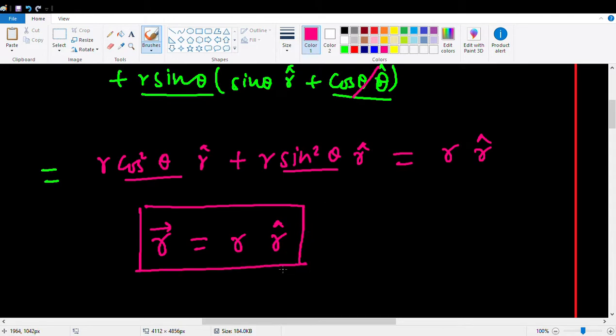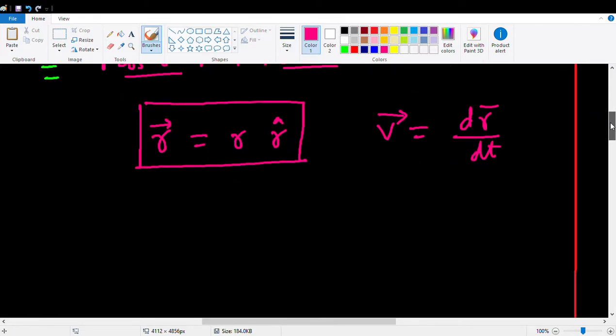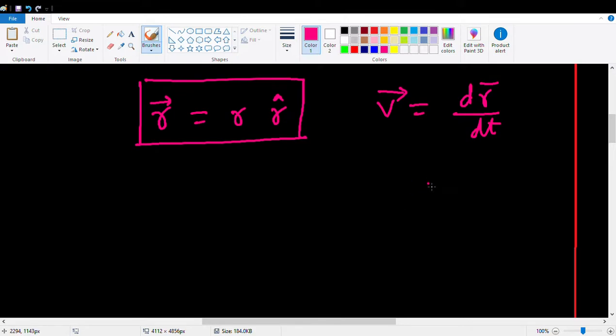Now I have the position, and I want to find what the velocity would be in the polar coordinate system. To find the velocity, I have to do nothing but this, dr by dt. One more thing I'm going to adopt in this whole video: if I take the derivative of any quantity, suppose I have a quantity q and I want to write its derivative with respect to time, I am going to just represent it as q dot.